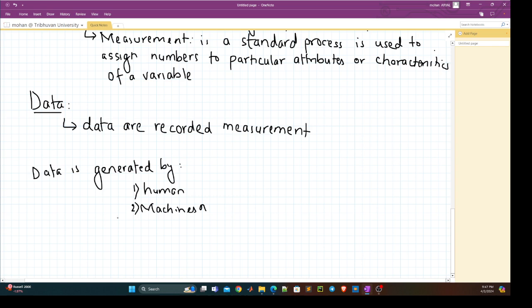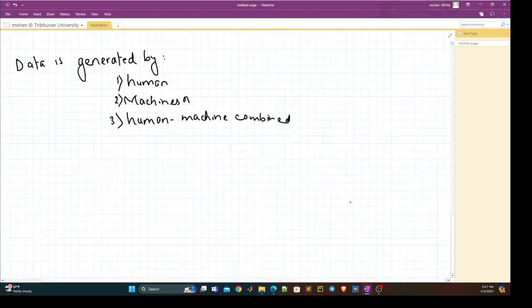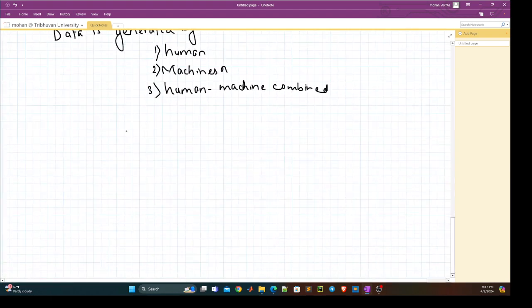And the third one is human and machine combined. Also they are producing too much data. So it can be generated anywhere where any information is generated and stored in structured or unstructured format, right?